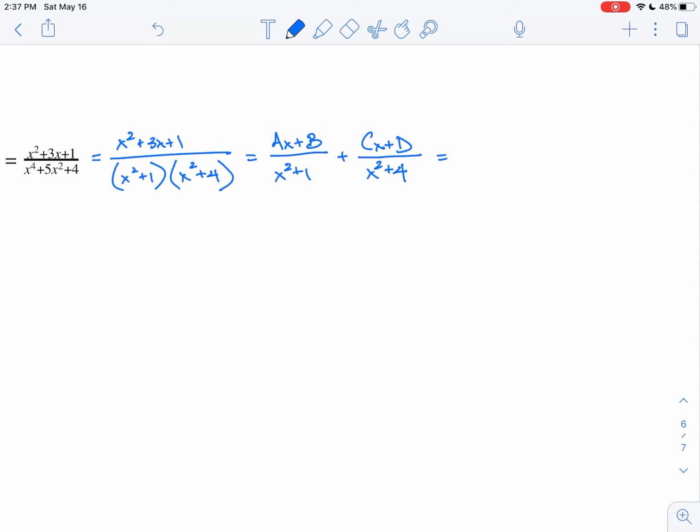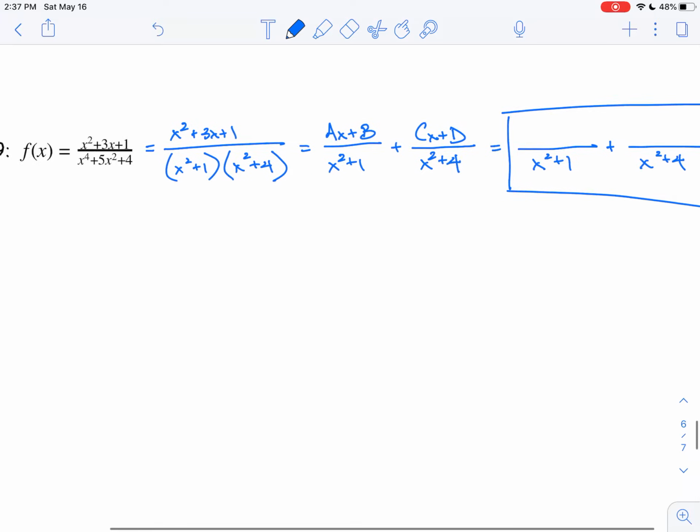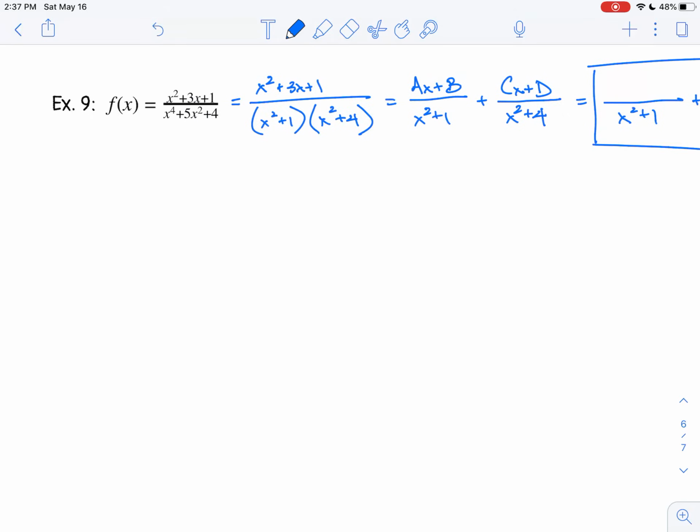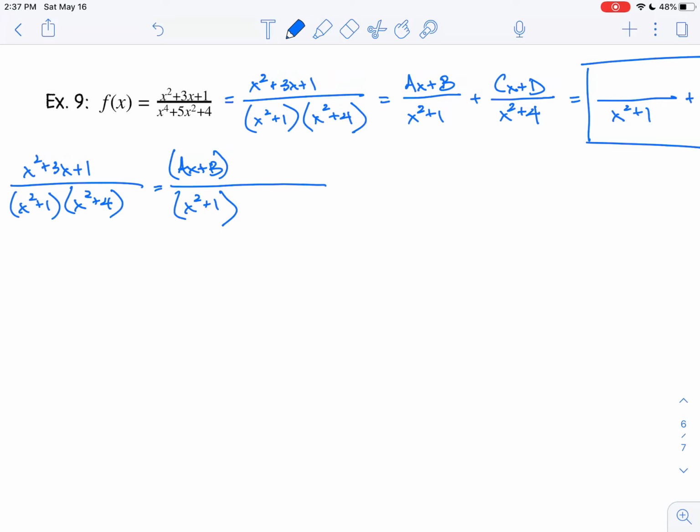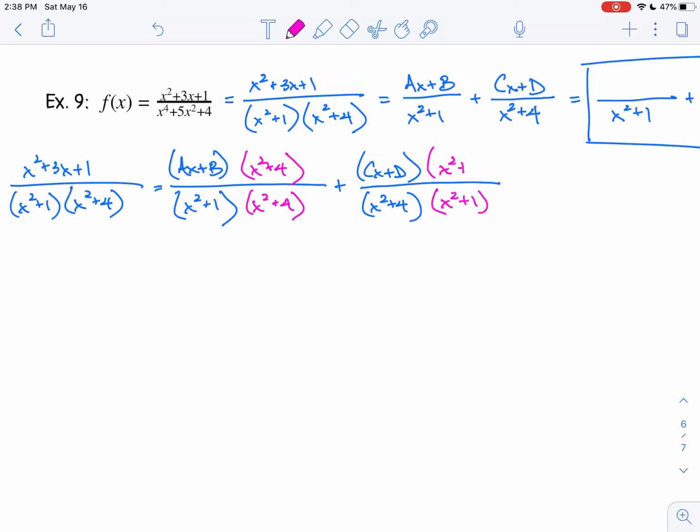Okay? So that means at the end, I'm going to have something over x squared plus 1 plus something over x squared plus 4. Okay, so we'll save a space for us to write our final answer. All right, so let's go ahead and set this up so we can find a common denominator. So my ax plus b is over x squared plus 1. So what's missing is the x squared plus 4. And I need that on the bottom as well as on the top. Plus my cx plus d is over x squared plus 4. So I know that this second fraction needs an x squared plus 1 over x squared plus 1.